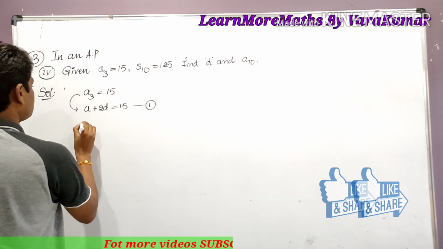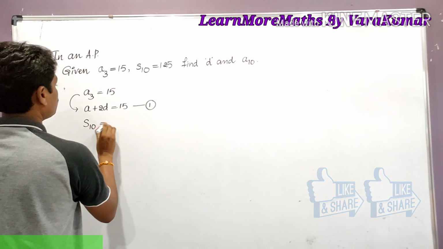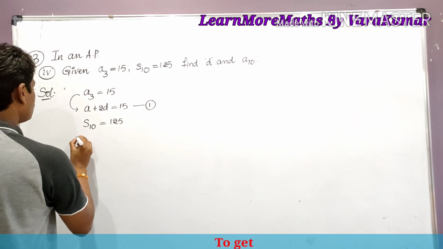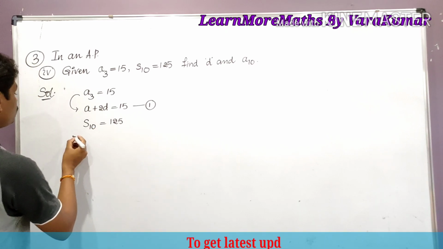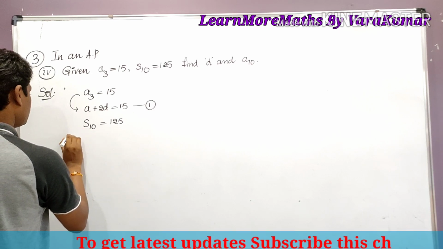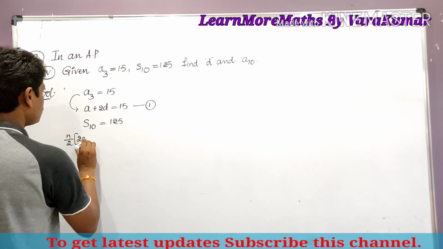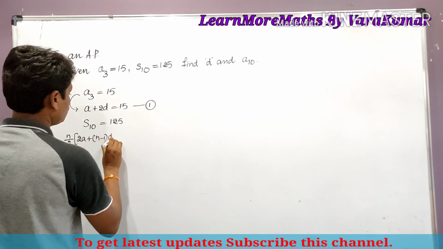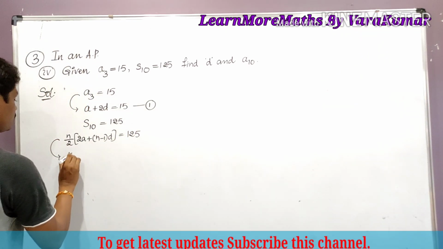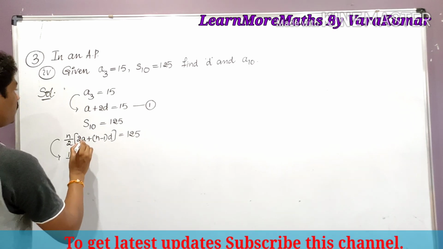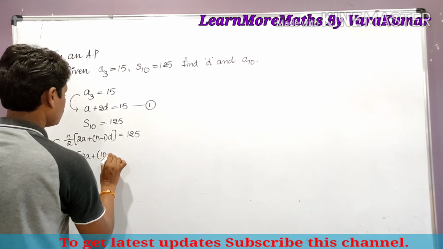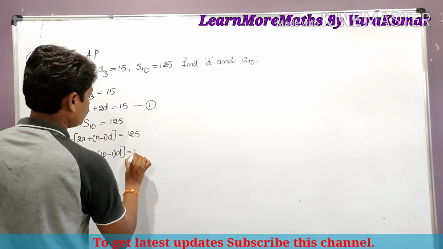Next, S10 is given, S10 is equal to 125. We have Sn is equal to n by 2 into 2a plus n minus 1 into d, student. Using that formula we can write S10 is n by 2 into 2a plus n minus 1 into d is equal to 125. Just substitute the values. N is equal to 10, student, and 2a as usual plus n minus 1 is 10 minus 1 into d is equal to 125.